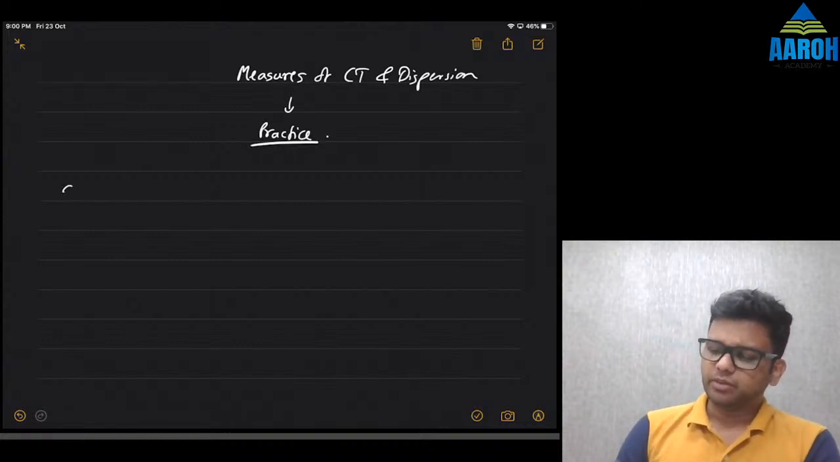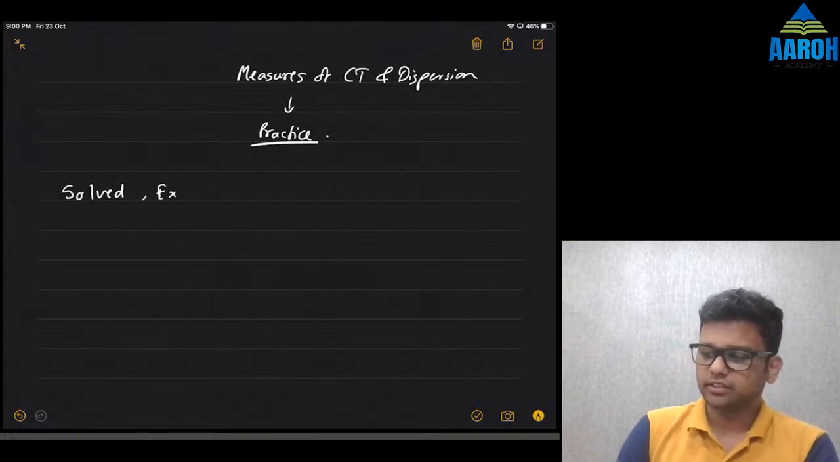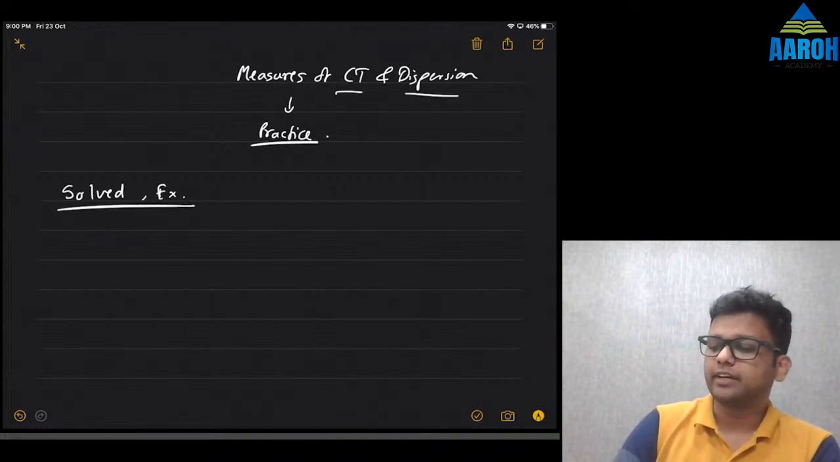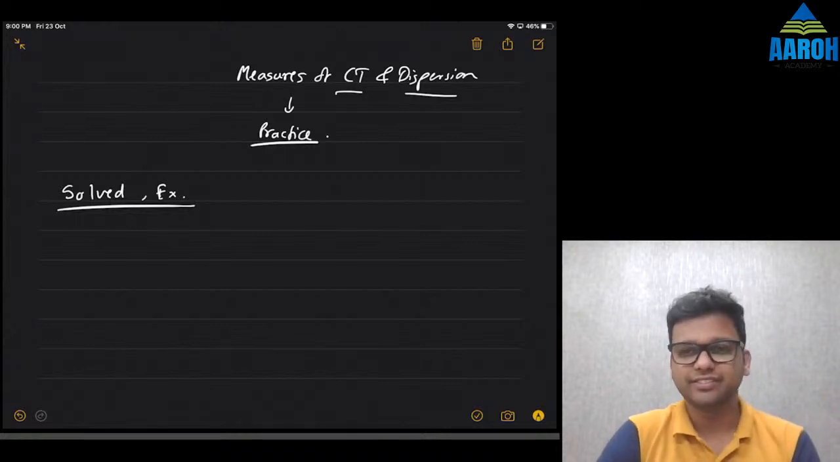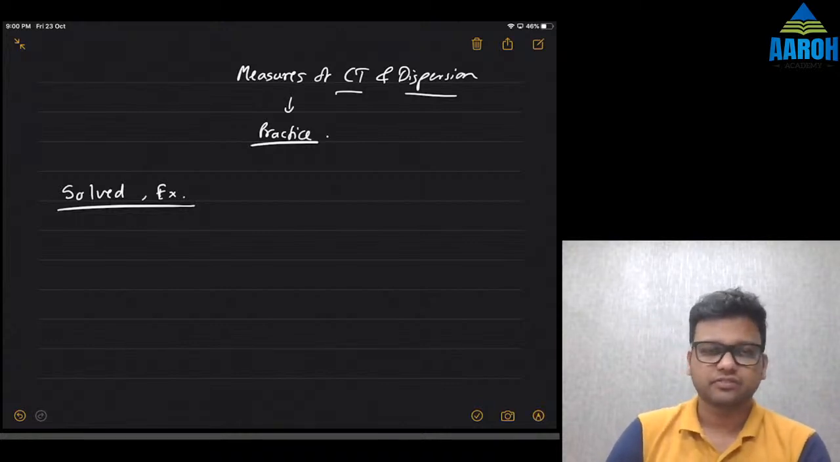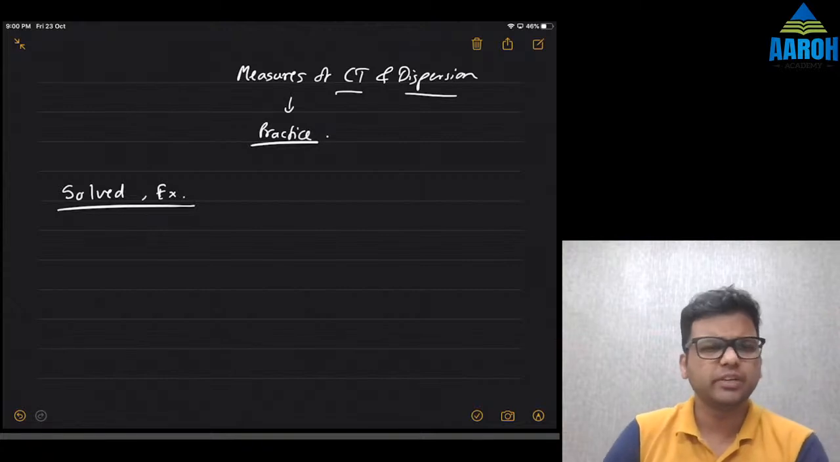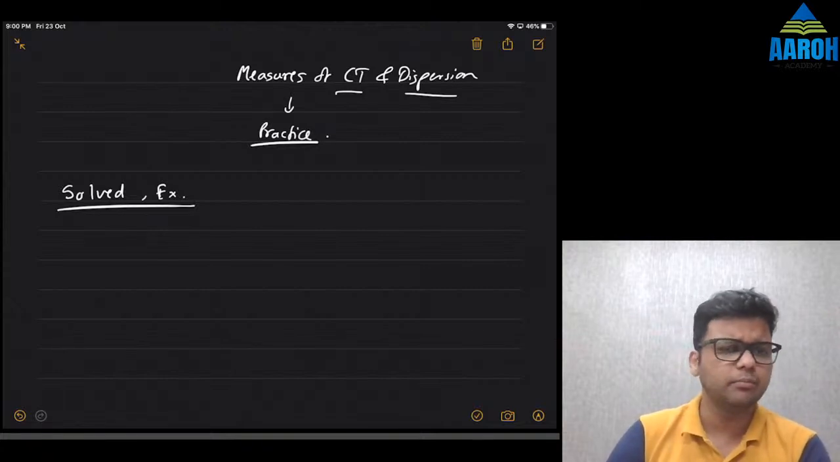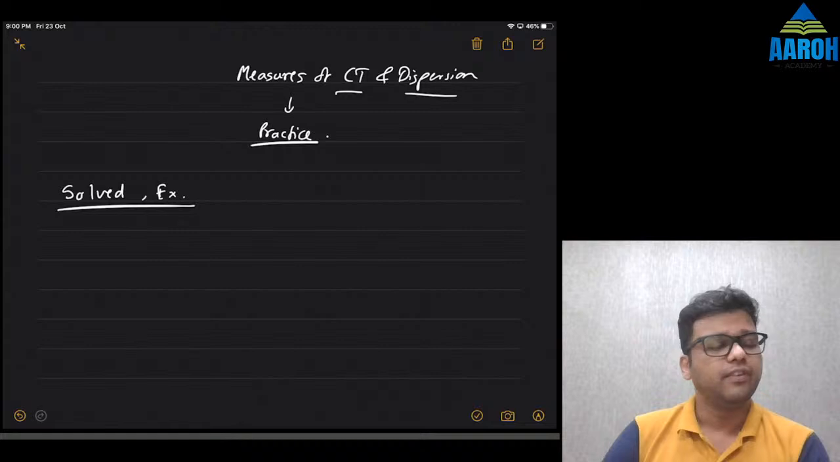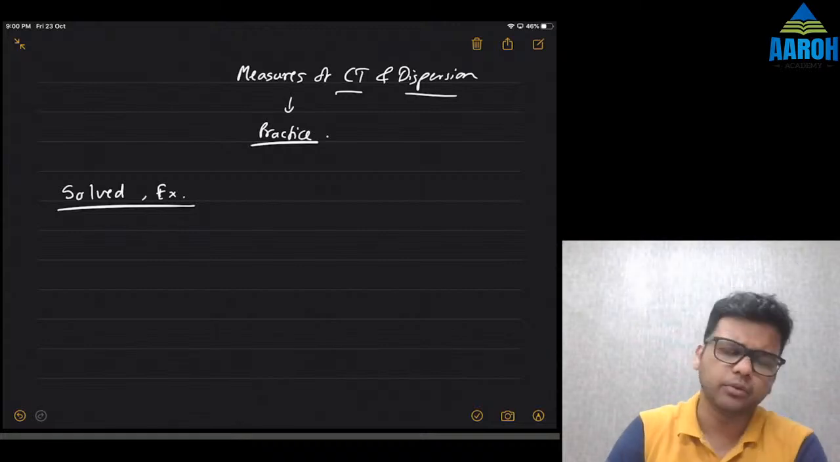Today we'll take some of the difficult solved examples and exercise questions from Central Tendency and Dispersion, and see how to solve them quickly.